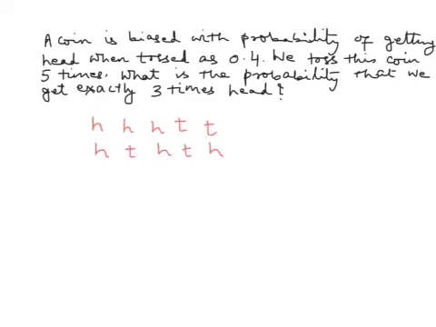One way of getting exactly 3 heads in 5 tosses of the coin is this, where in the first toss, second toss and third toss we get head, and in the fourth and fifth toss we get tails. There is another way where in the first toss we get head, then a tail, then head, then tail, then head. You can also have tail, tail, then head, head, head.